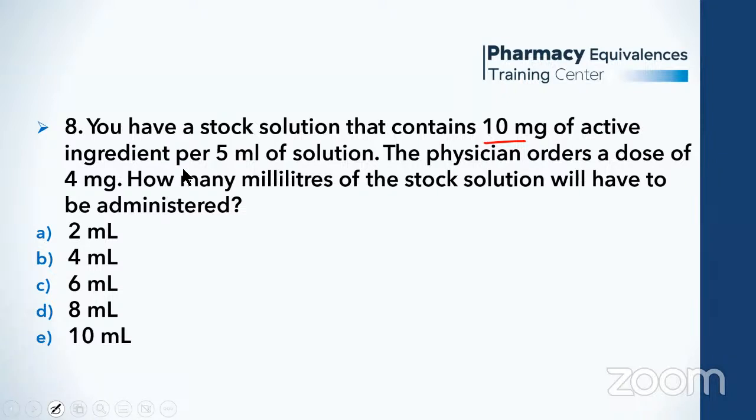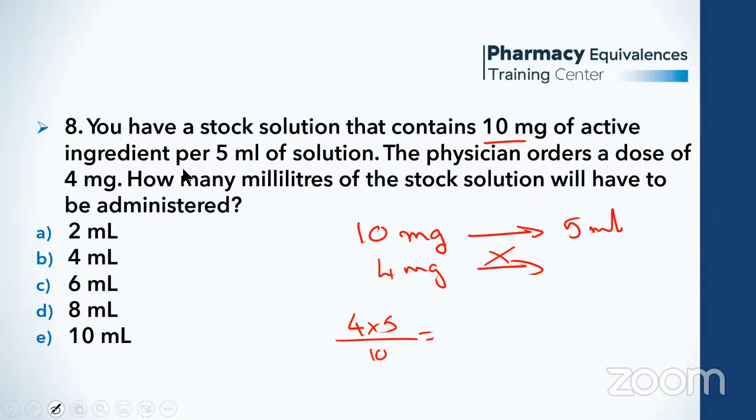Here we have 10 milligrams of the drug present in 5 milliliters of the solution, right? We need 4 milligrams. So from how many milliliters do you get this 4 milligrams? Just by crisscross: 4 multiplied by 5 over 10, it will be 2 milliliters.